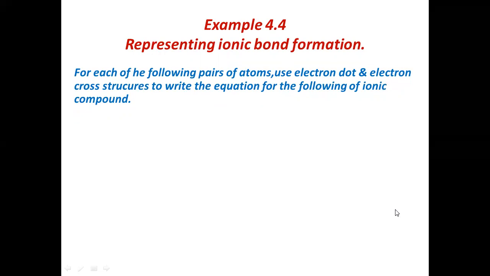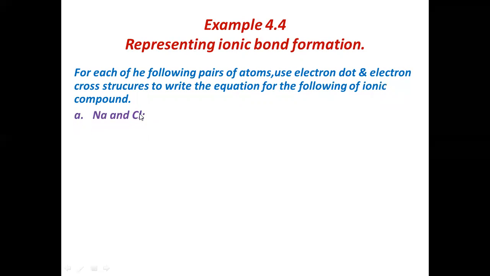After getting knowledge or information about the anions and cations, now coming towards the formation of ionic bond. As I told you, ionic bond is a bond which is formed between the oppositely charged ions. So in this case we will see, for each of the following pairs of atoms, use electron dot and cross structure to write the equation for the formation of ionic bond between these compounds.